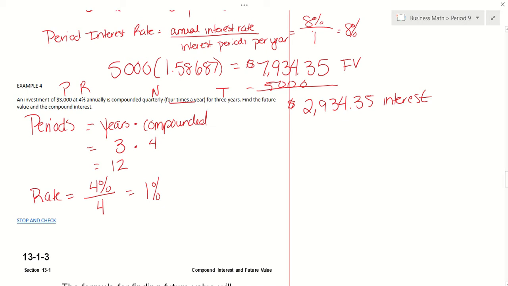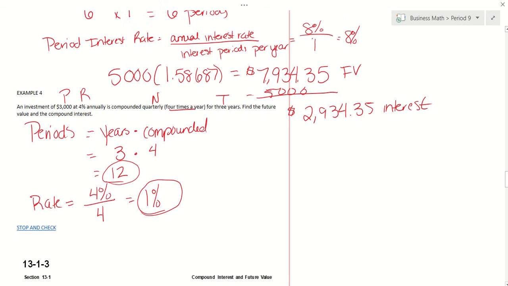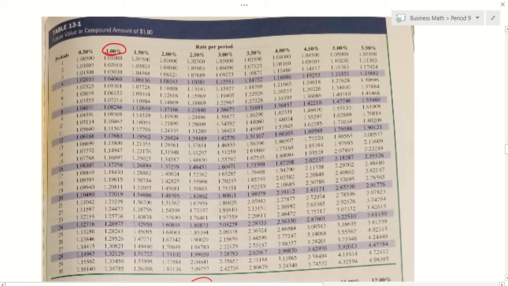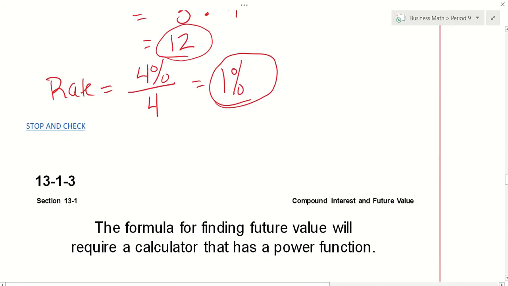This time we're looking at a 1% rate, 12 periods. Up I go to the table. 1% right here, 12 periods right here. Go across, go down, there it is. Okay, so I'm going to bring that number down to the question.